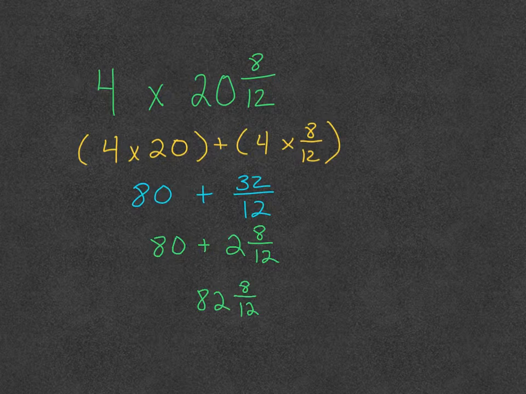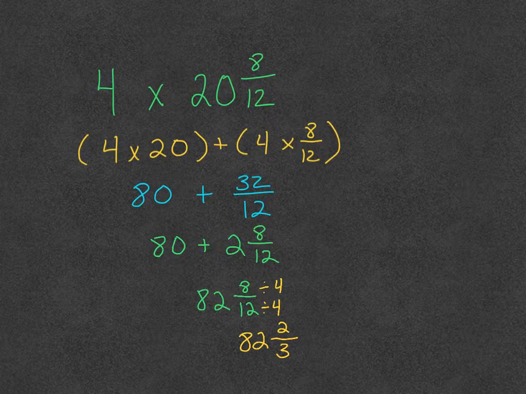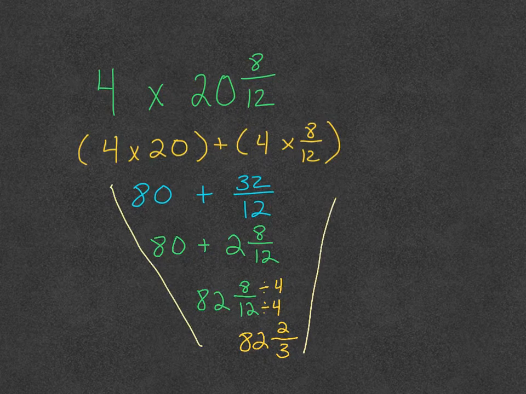We cannot leave 8/12 as that fraction because it needs to be simplified. If we simplify 8 and 12, what factor do they have in common? Well, they've got 4 as a common factor, which would give us 82 and 2/3. And again, what a beautiful photo.